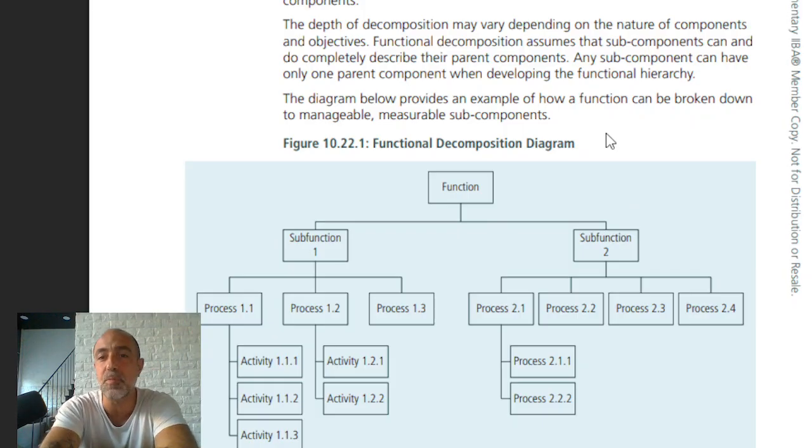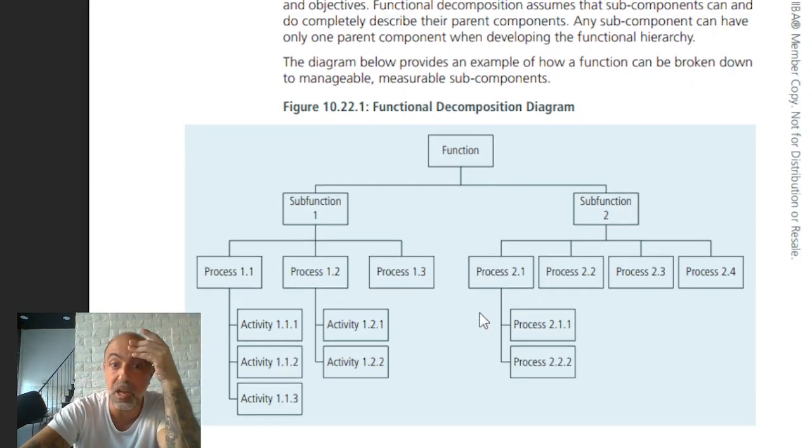Functional decomposition assumes that subcomponents can and do completely describe the parent component. Any subcomponent can have only one parent component when developing the functional hierarchy. At the beginning, yes, but if you think about it this way, the different rooms are built using the same blocks. So there are some things that might be connected, but maybe there's probably a reconstruction somewhere. Then the functional decomposition, is there functional construction or reconstruction? I have no idea. Let's move forward and see, maybe my hypothesis.